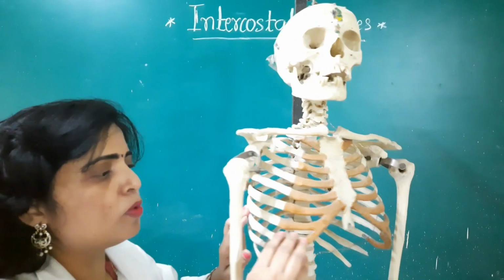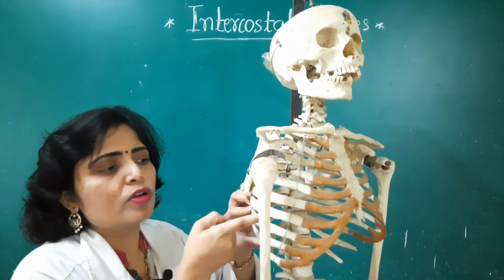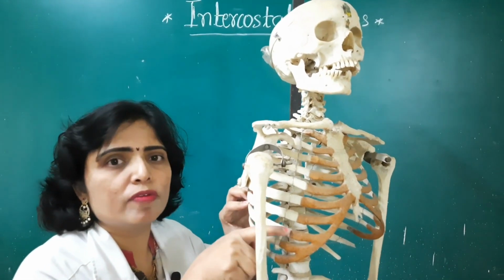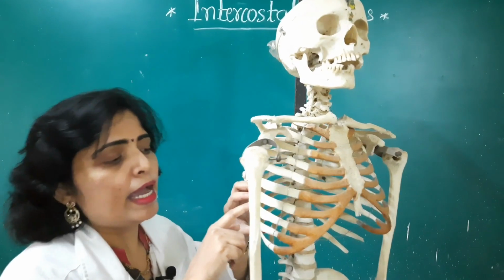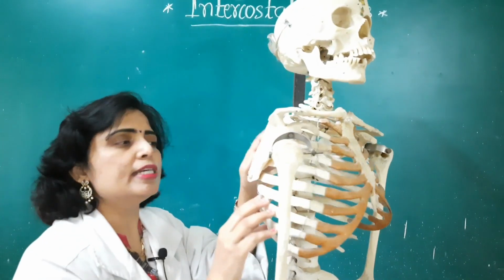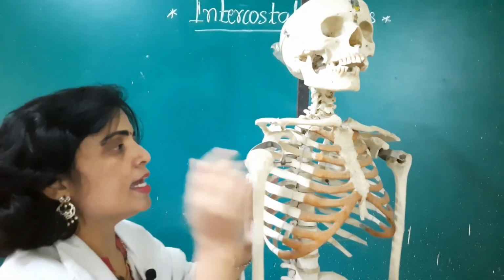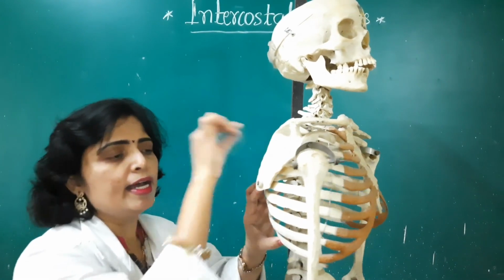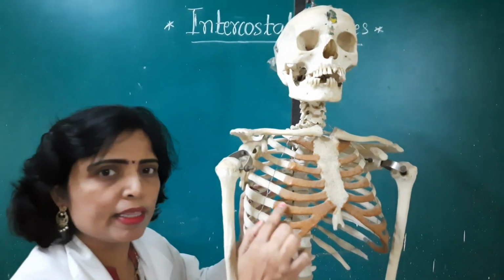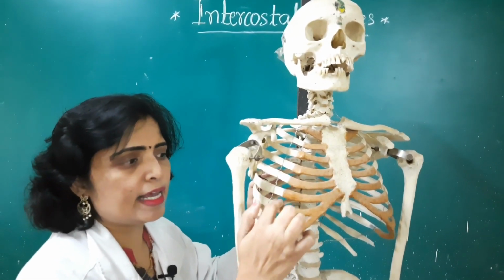Now if you see the boundary of the intercostal space, above it is bounded by the lower border of the upper rib, below it is bounded by the upper border of the lower rib, anteriorly by the lateral border of the sternum, and posteriorly by the body of the thoracic vertebra. These intercostal spaces are narrowest at the vertebral end and widest at the costochondral junction. The junction between the rib and the costal cartilage is called the costochondral junction. So they are widest at this part.